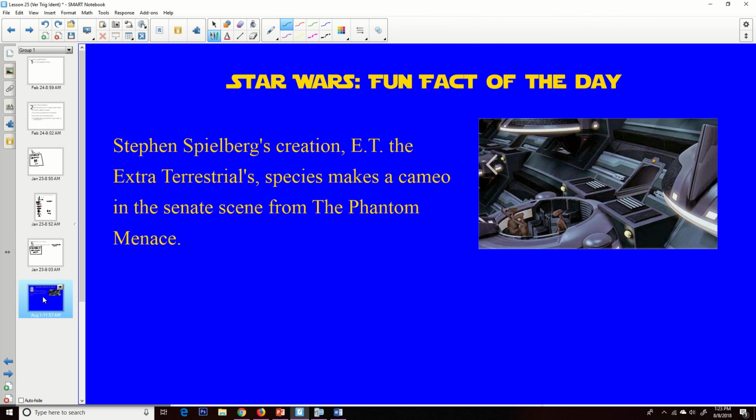Well, that's all I got today. So the Star Wars fun fact of the day: Steven Spielberg's creation, E.T. the Extraterrestrial, a great 80s movie if you've never seen it, makes a special cameo in the Senate scene from The Phantom Menace.